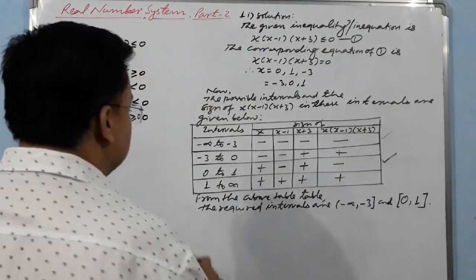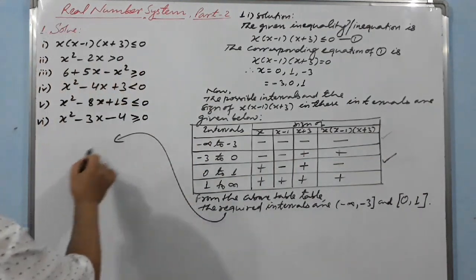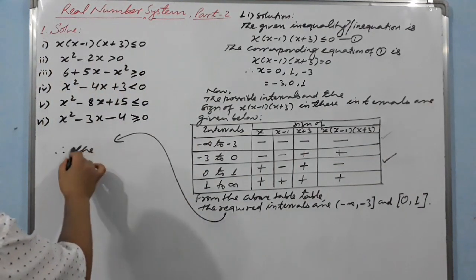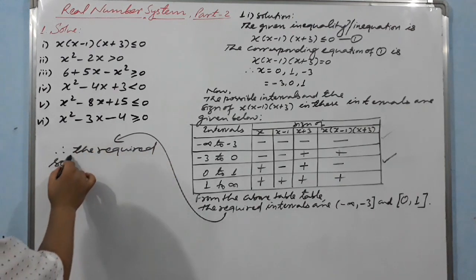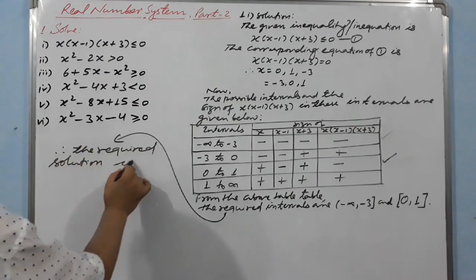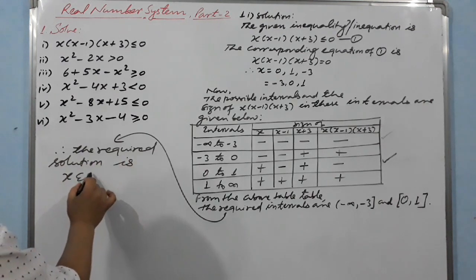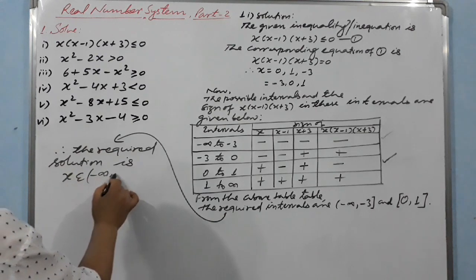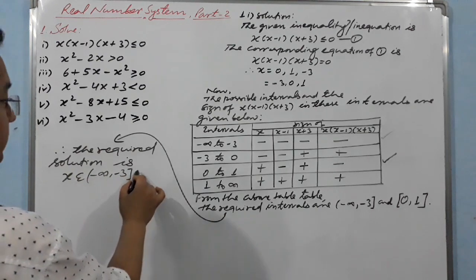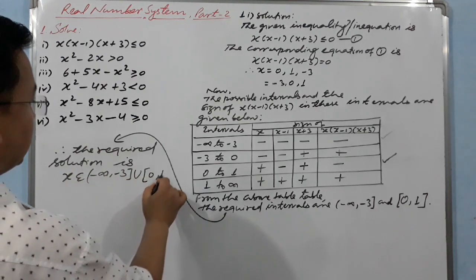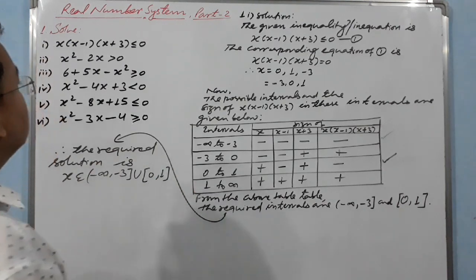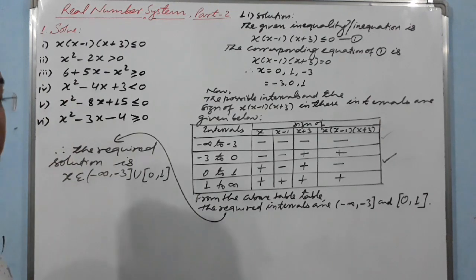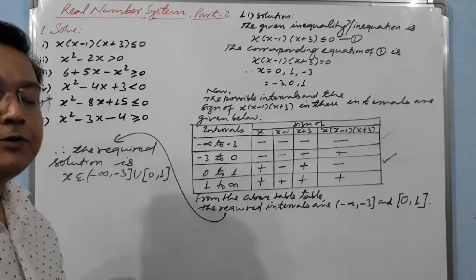So finally you have to write down one more line. Therefore the required solution is x belongs to minus infinity to minus 3 union 0 to 1. Clear? Like this way you have to provide the solution for this type of question. If you do it this way, you are definitely going to get full marks.